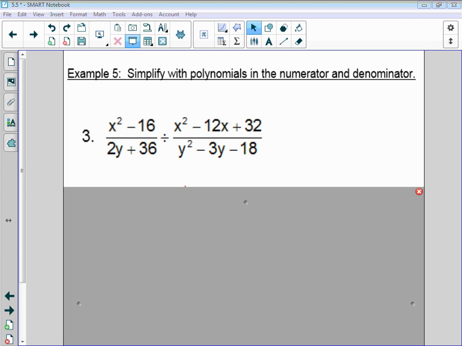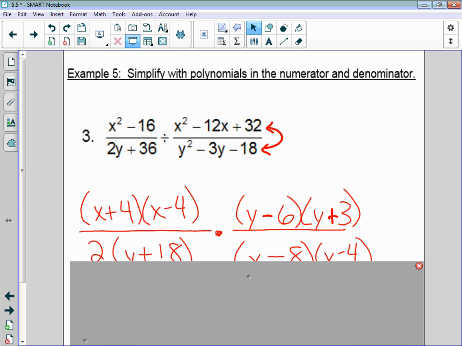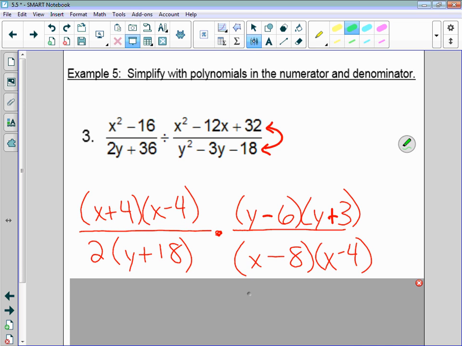Okay, this next example will certainly test our ability to factor. We will notice that it is a division problem, so once again, we will want to make this become multiplication and switch the numerator and denominator. So I'm going to do that within one step here. But in terms of the factoring component, the x squared minus 16 will factor into x plus 4, x minus 4. That is a difference of two squares.